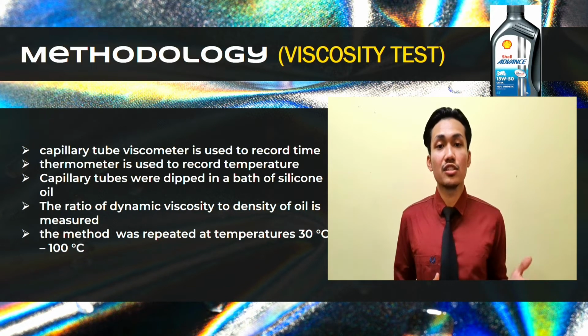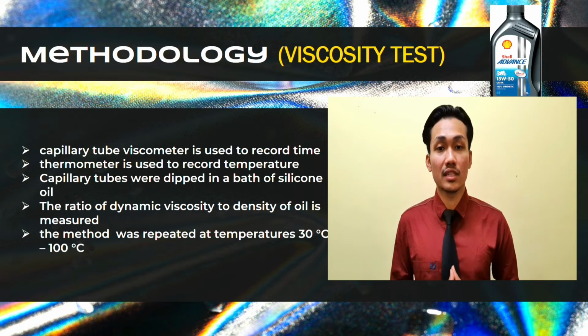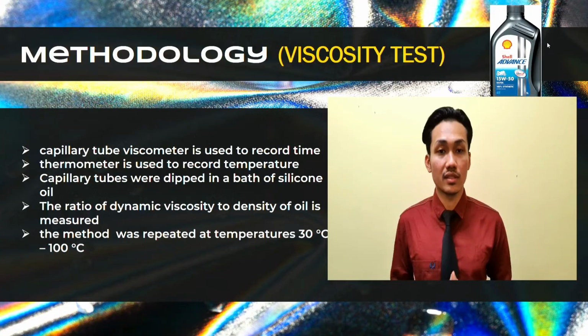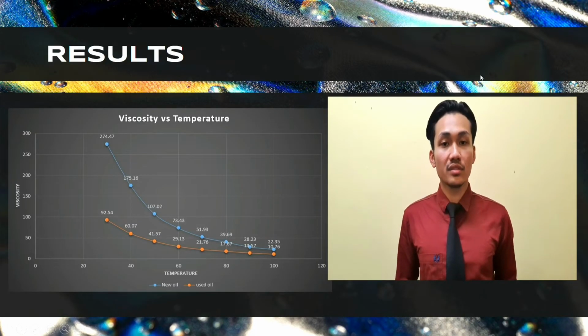The motorcycle engine oil that I use in this experiment is a semi-synthetic with a viscosity of 50W50. The viscosity of each oil is being measured and calculated using the ratio of dynamic viscosity to density formula for each 30 degrees Celsius to 100 degrees Celsius with an increment of 10 degrees Celsius. And this is the result obtained from viscosity test experiment.